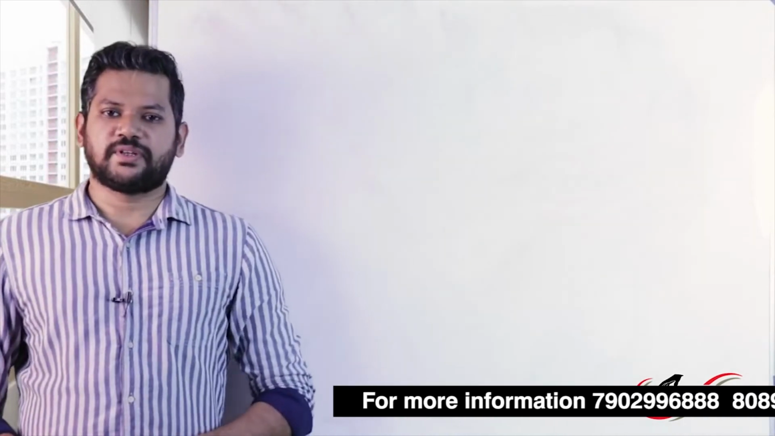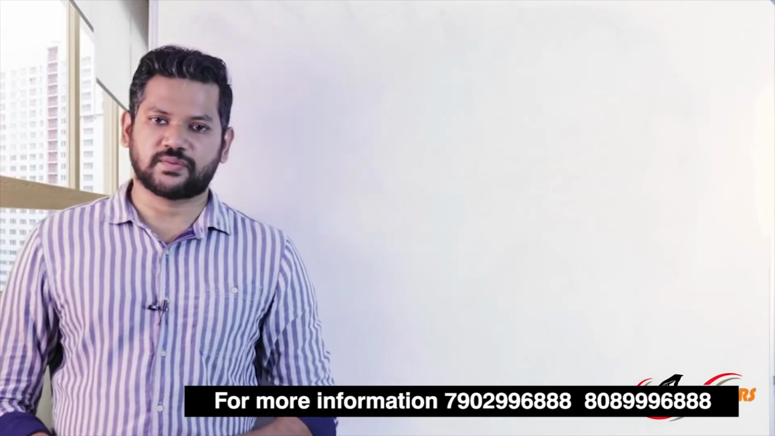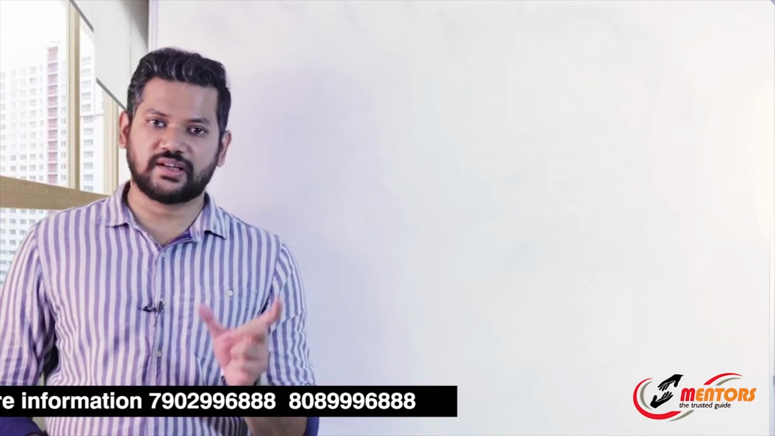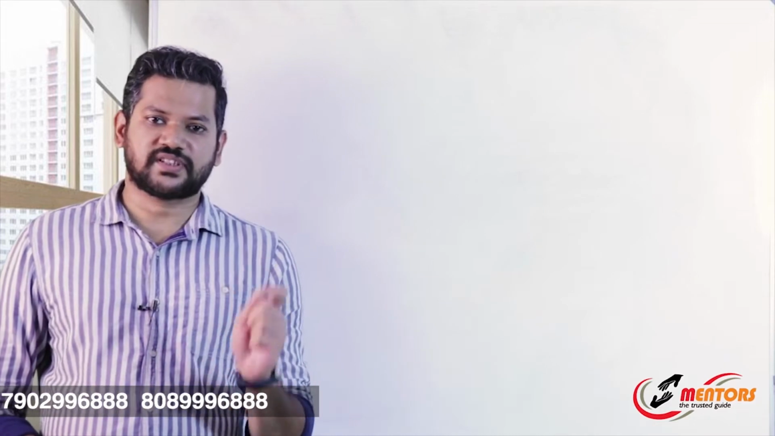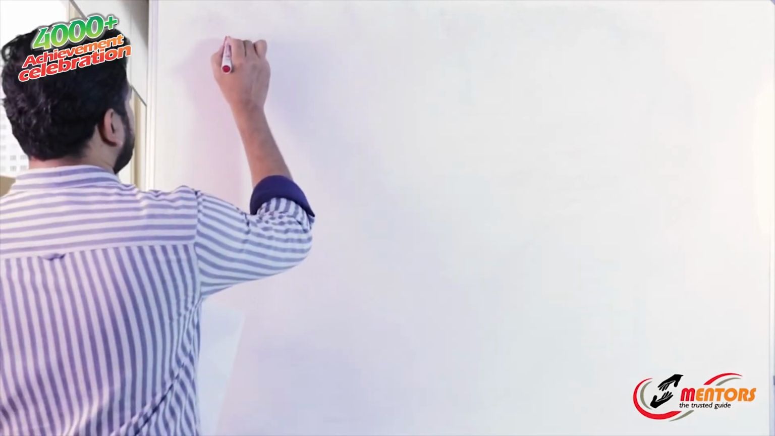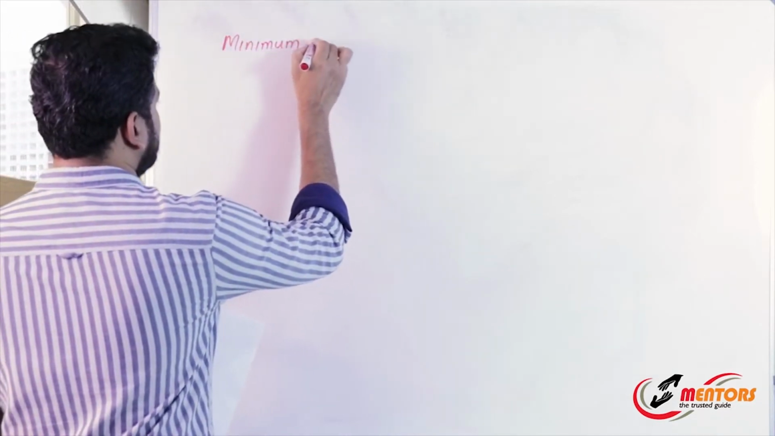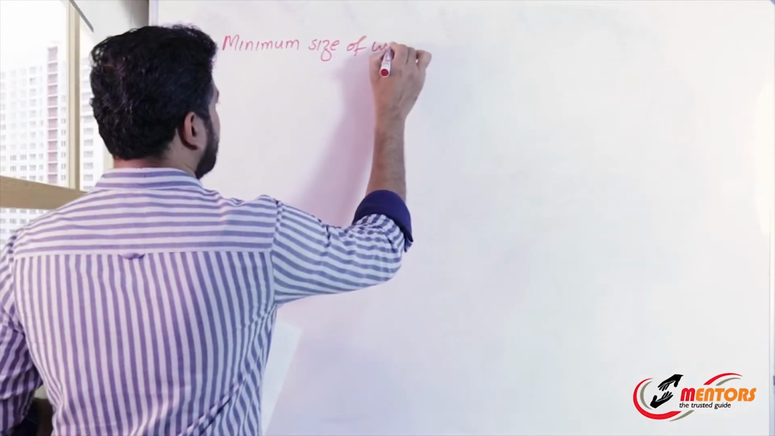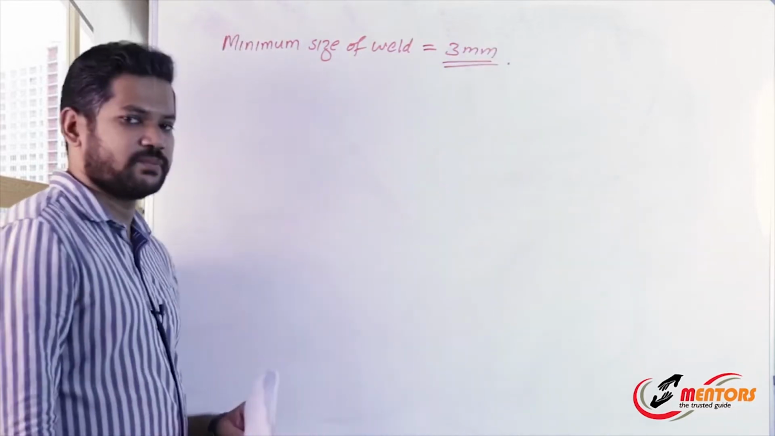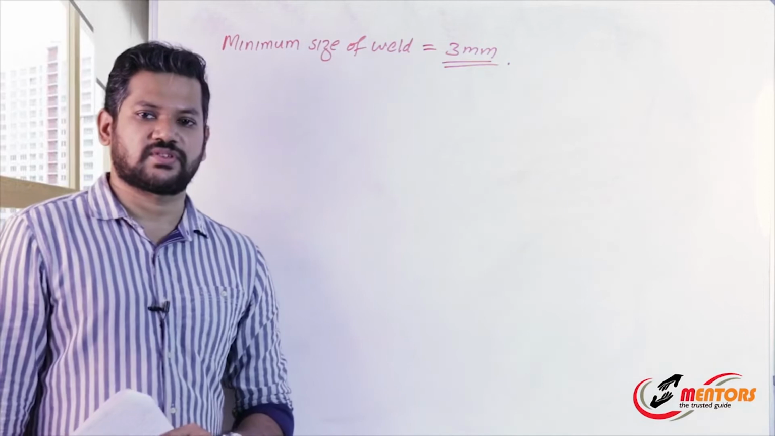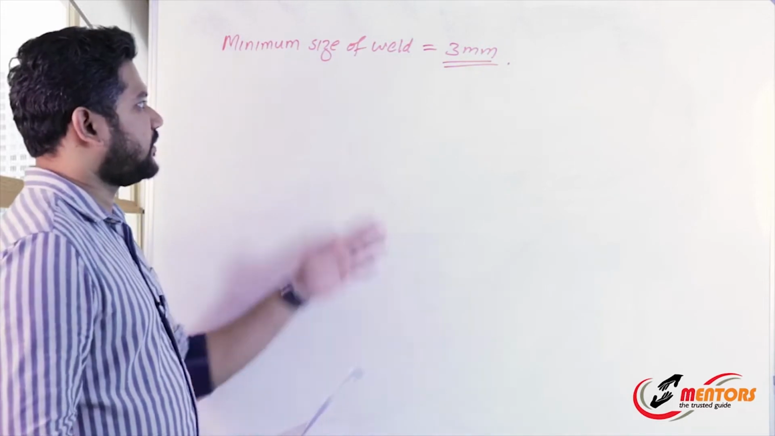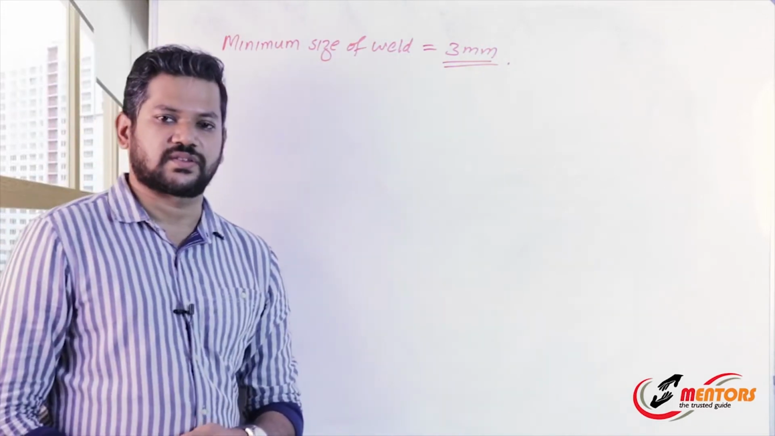Next we can discuss the minimum size of weld depending upon the thickness of the weld. In general the minimum size of the weld is taken as 3 mm. Underline that number. The minimum size of weld is equal to 3 mm. This is very important. This was a previous competitive exam question, observed in AE and Overseer Grade 1: the minimum size of weld is given by, and the answer is 3 mm.